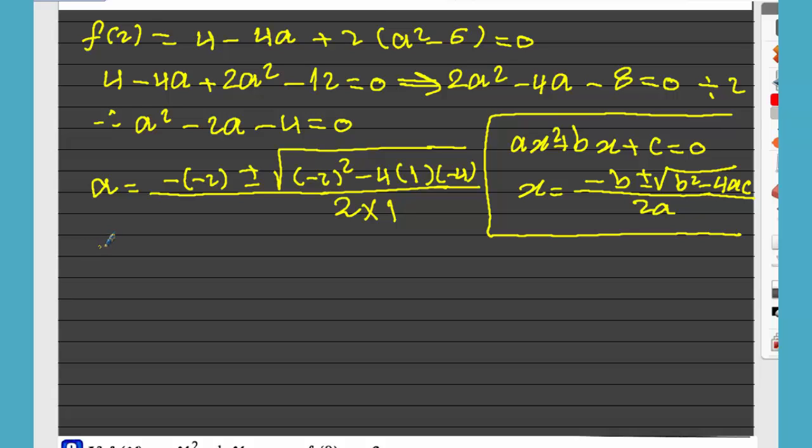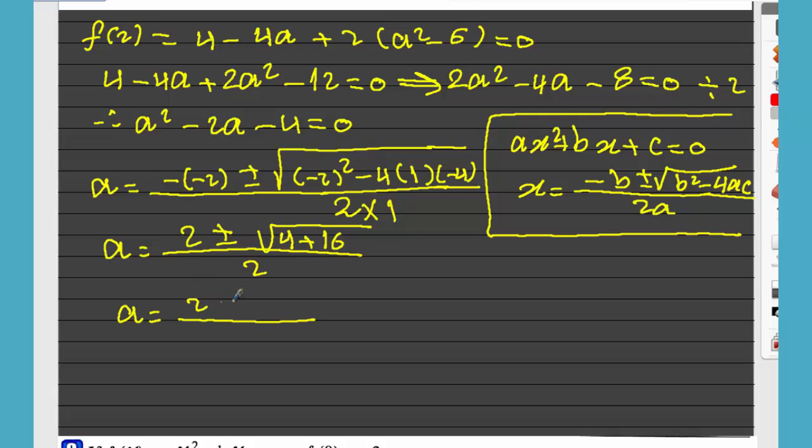Okay, I know some of you are confused, but concentrate. a equals 2 positive or negative square root of negative 2 squared, which equals 4, plus 16. Negative 4 multiplied by negative 4 is 16, over 2. So a equals 2 positive or negative square root of 20 over 2.